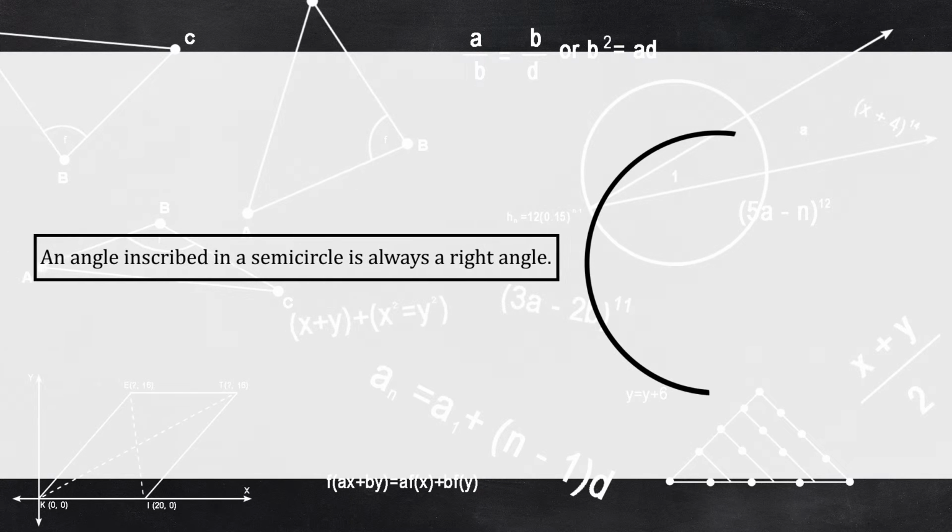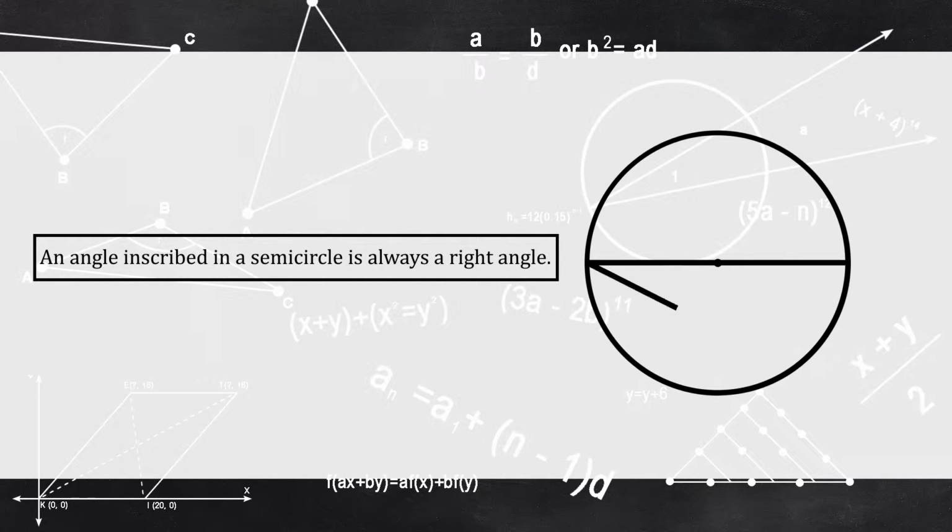Other theorems involving parts of a circle are the following. An angle inscribed in a semicircle is always a right angle. Why do you think the inscribed angle is a right angle? Well, if we have a semicircle, its central angle is equal to 180 degrees. And according to the inscribed angle theorem, the inscribed angle will have a measure of 90 degrees, which is a right angle.